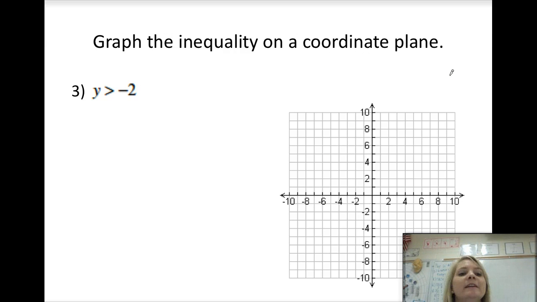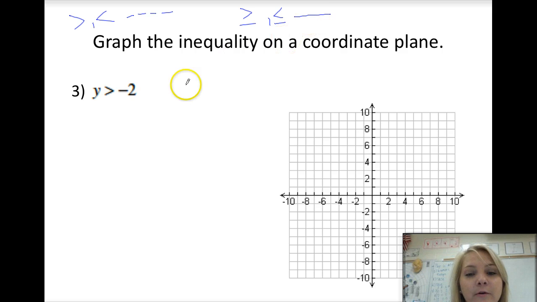All right. So here we're going to graph the inequality on a coordinate plane. Now one thing when we're graphing inequalities, if you have a greater than sign or a less than sign, our boundary line, the line that we're going to draw off that linear equation, is going to be dashed. If you have a greater than or equal to or a less than or equal to sign, our boundary line, what we draw the equation with, is going to be a solid line.